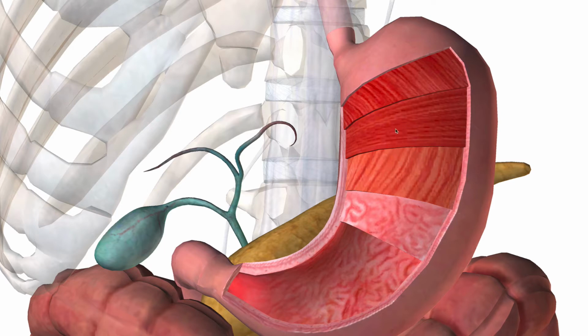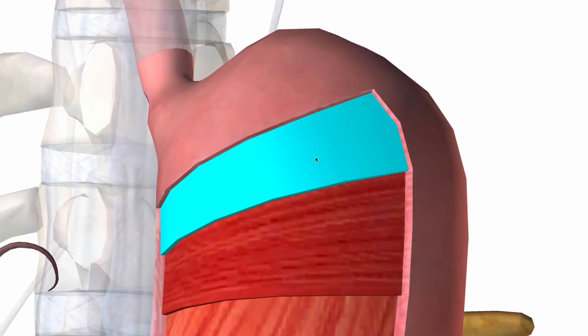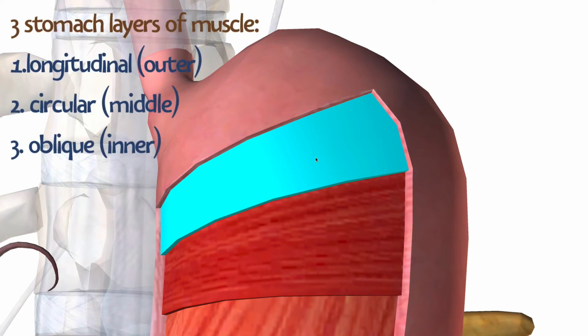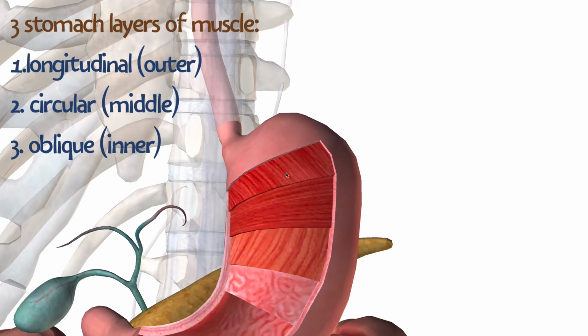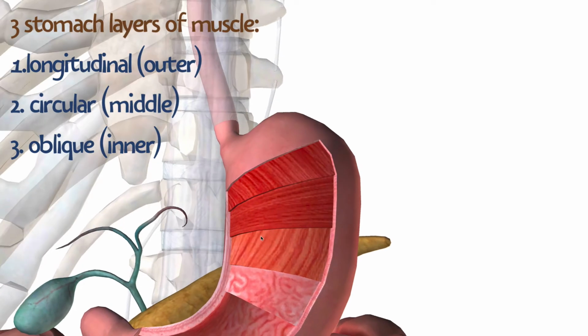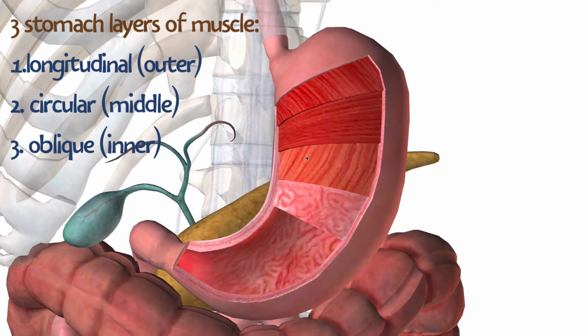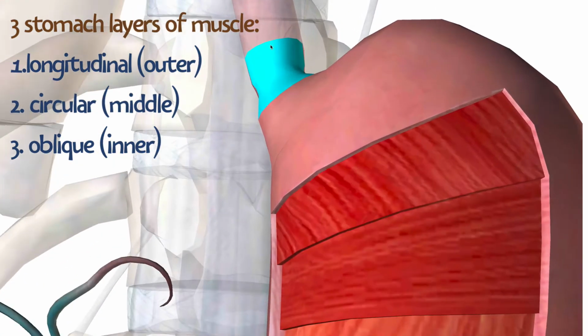So it has 3 layers of muscle that aid in churning up the food, churning and twisting and turning and breaking down the food further for making it easier for your intestines to squeeze out the nutrients inside. So we're going to look at the outermost layer. This outermost layer is called the longitudinal muscle. Longitudinal meaning that it runs up and down.